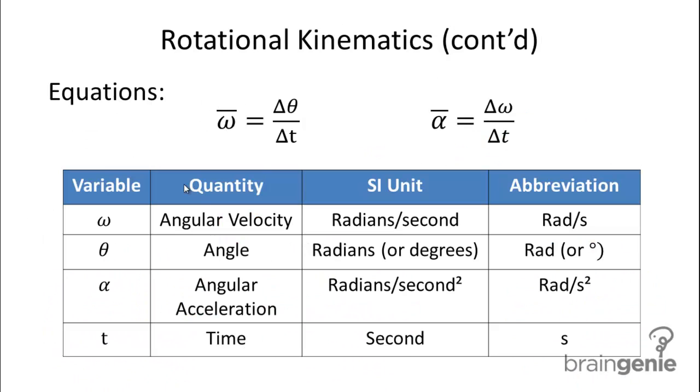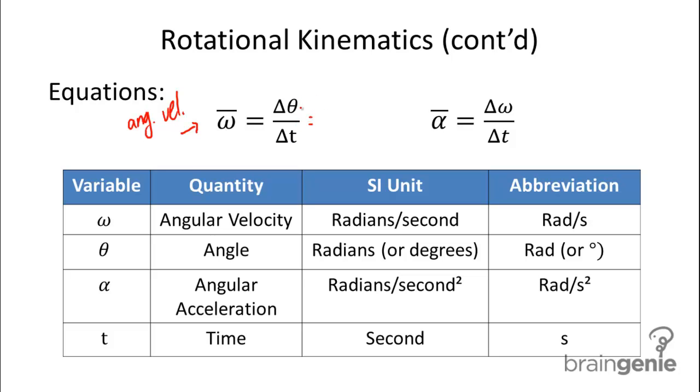Okay, the two formulas that we need to know. The first formula is given by the symbol omega. So this is angular velocity. And that's given by the change in the angle theta divided by the change in time.